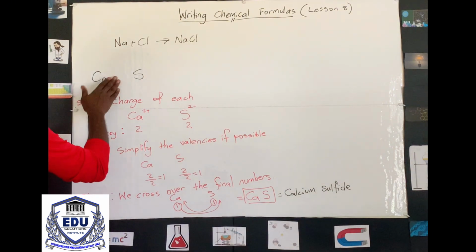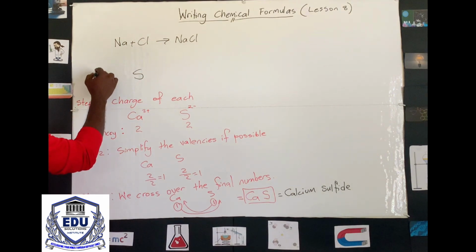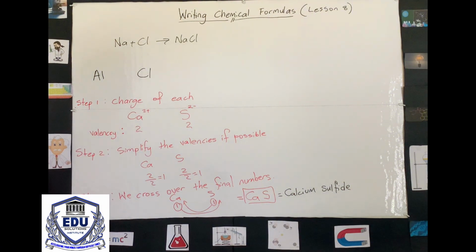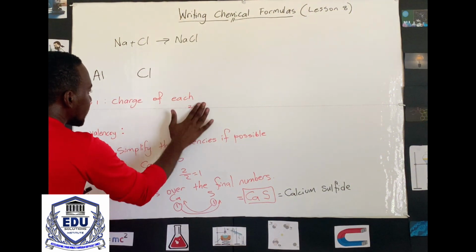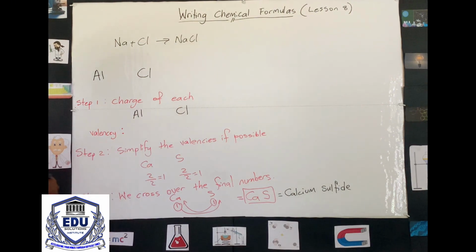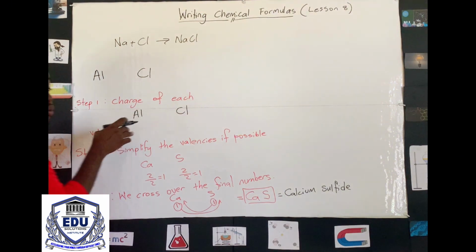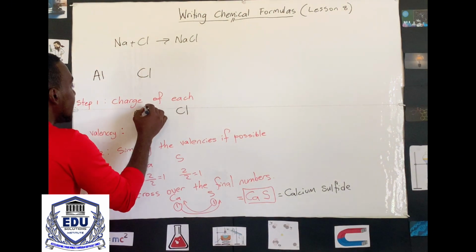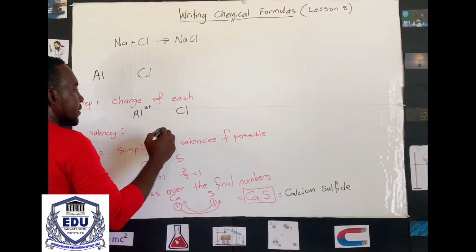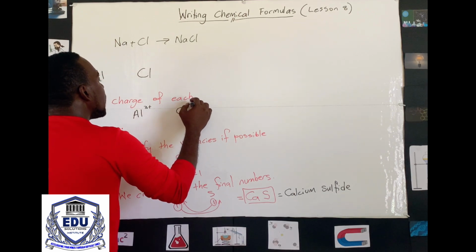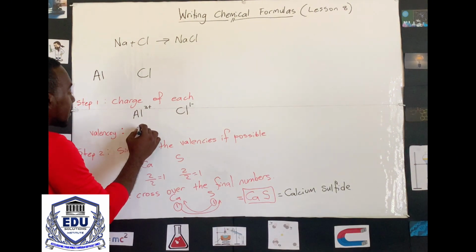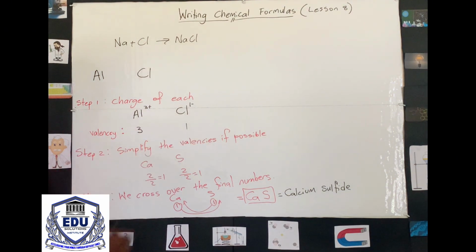So let's do another one. Let's take aluminum and chlorine. Right? So again, we find the charge of Al and Cl. Al is in group 3, so that means it has 3 electrons on the outer shell to give off. Chlorine is in group 17, so it has 1 electron to get. Right? So therefore the valencies are 3 for aluminum, 1 for chlorine.